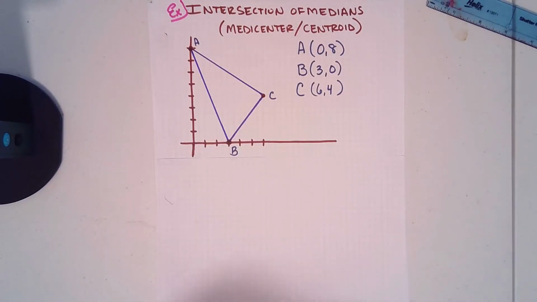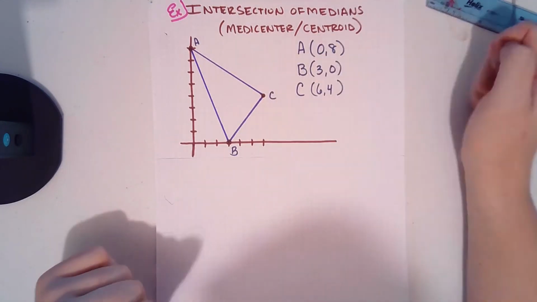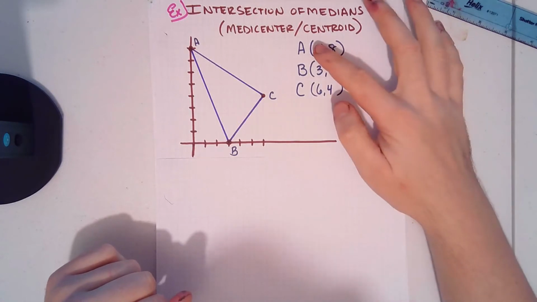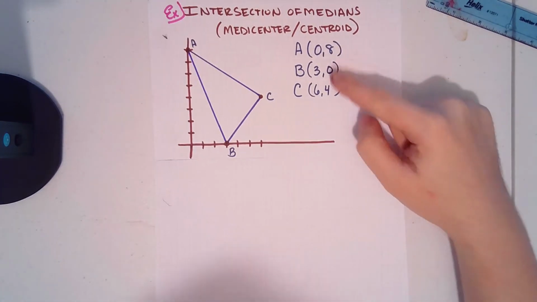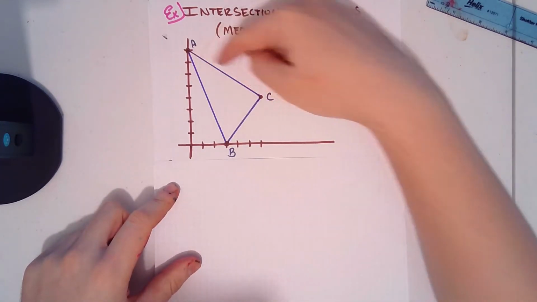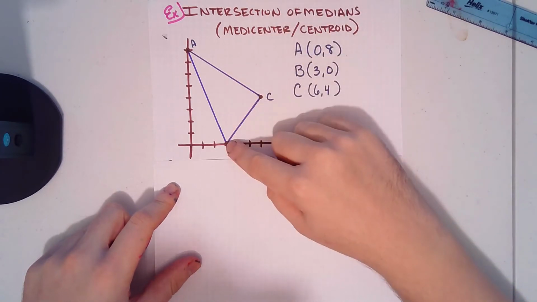All right, so this is an example of the intersection of medians, also known as a Medicenter or centroid, and how to find them. So we have a coordinate plane, and we have three vertices with their coordinates written down. And so what we're going to do is take those coordinates to find where the midpoint is of each side, and then take that midpoint and connect it up with the vertex opposite it.